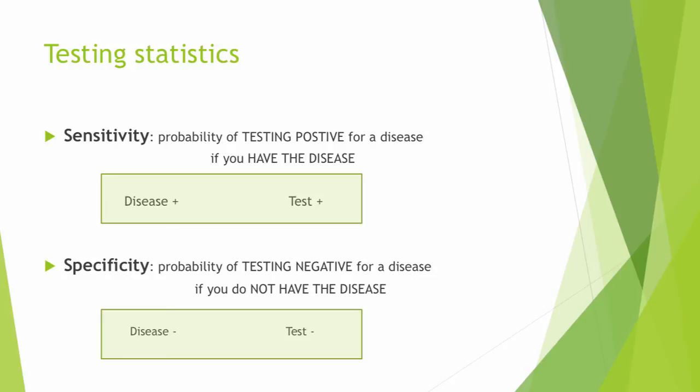Now I'm going to talk about these statistics in a few different ways, first in words and then using some calculations. So if we try to describe sensitivity, the way I think about it is it's the probability of testing positive for a disease if you have the disease. And then specificity is the probability of testing negative for a disease if you don't have the disease.